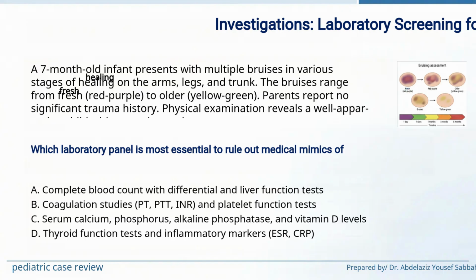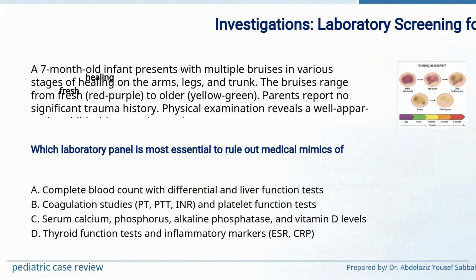Case 9. A 7-month-old infant presents with multiple bruises in various stages of healing on the arms, legs, and trunk, ranging from fresh red-purple lesions to older yellow-green ones. Parents report no significant trauma history. Physical examination reveals a well-appearing child with normal growth parameters. Which laboratory panel is most essential to rule out medical mimics of non-accidental trauma?